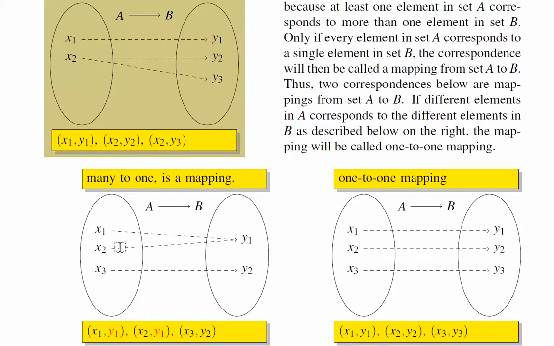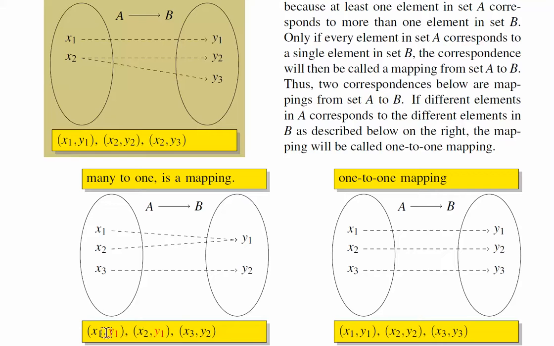But there is another case, which is many-to-one. You see this case. x1 goes to y1. x2 goes to y1 as well. So in this case, it's still a function, or it's still a mapping, because for x1, there is a unique element in B corresponding to x1. For x2, it's the same. There is a unique element in B, which is y1, corresponding to x2. So in this case, many-to-one is still a function.